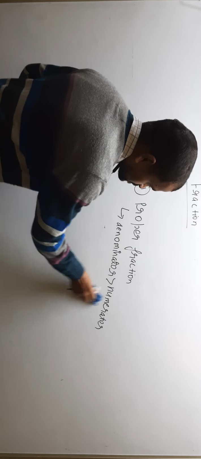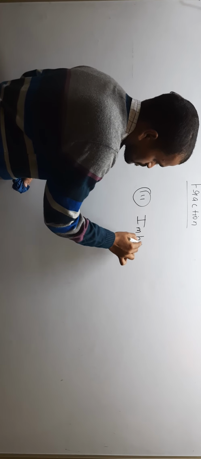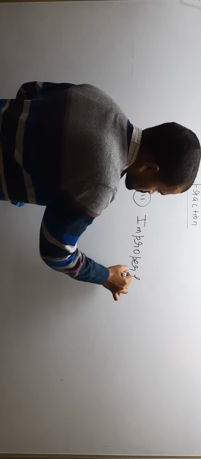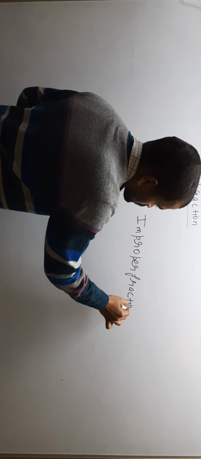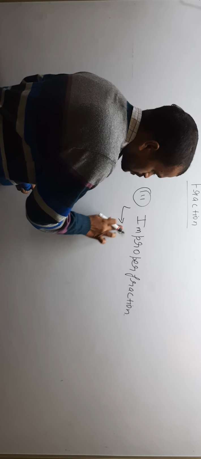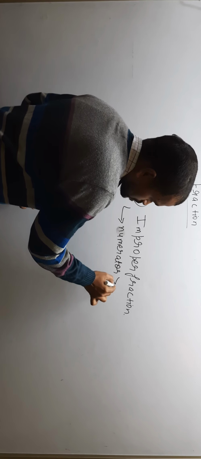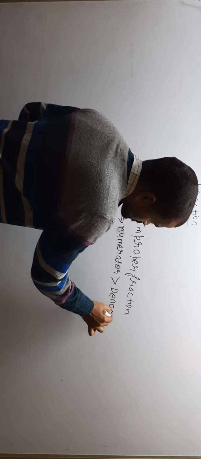After proper fraction, I will explain to you the improper fraction. What is improper fraction? The number in which numerator is always greater than the denominator is called the improper fraction. See here. In improper fraction, the value of numerator is always greater than the value of denominator.